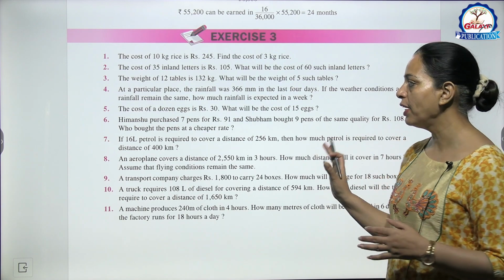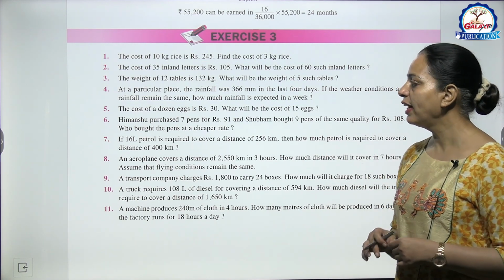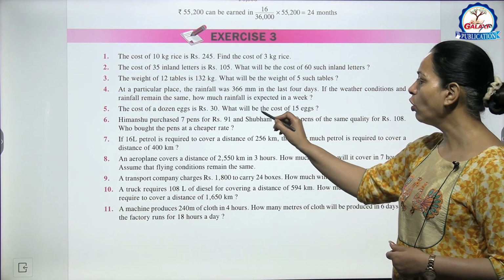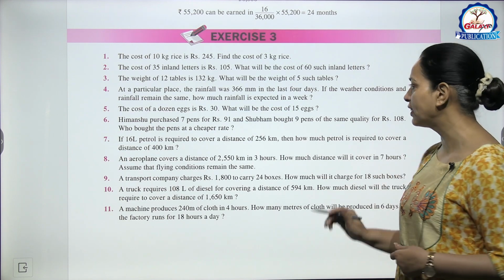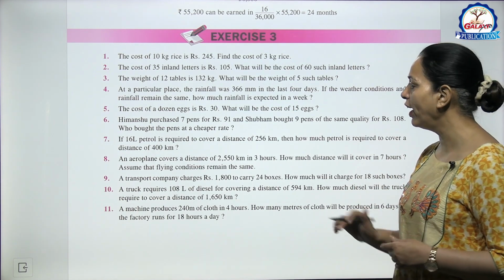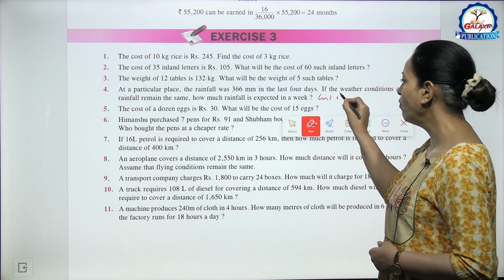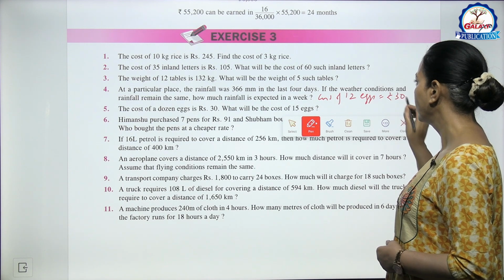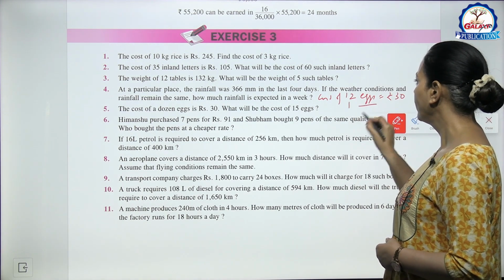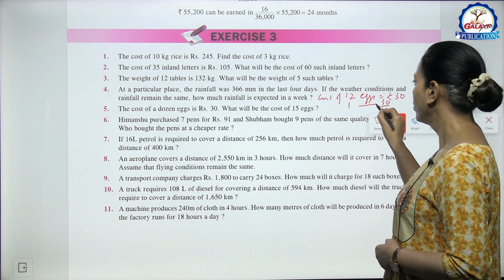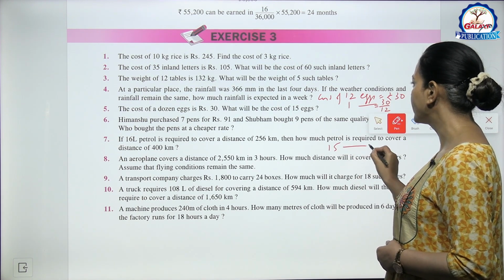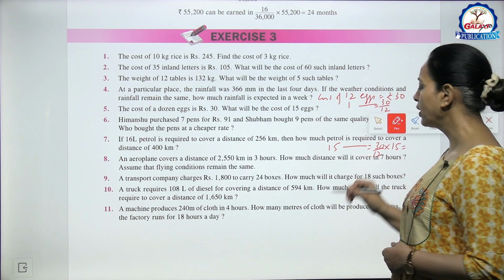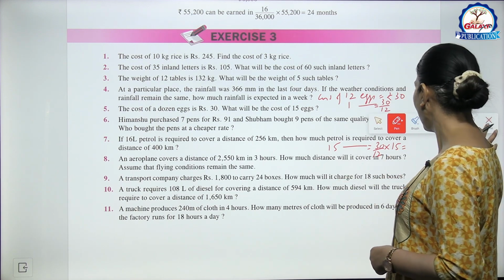Exercise 3. Based on such type of examples. Like here, fifth question, the cost of a dozen eggs is rupees 30. So what will be the cost of 15 eggs? So 1 dozen eggs means 12 eggs. So cost of 12 eggs, that is rupees 30. So cost of 1 egg is 30 upon 12. So what is the cost of 15 eggs? So 30 upon 12 multiplied by 15. So you can calculate it. Okay, that would be the answer.